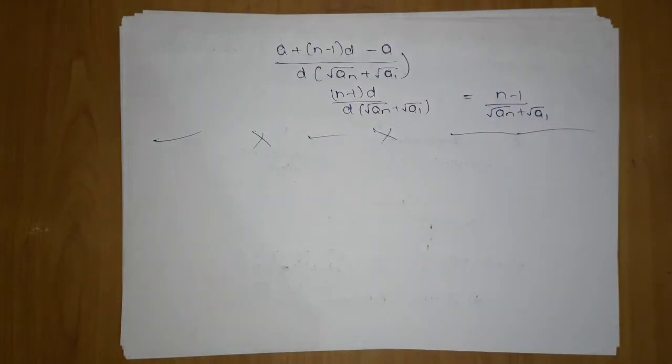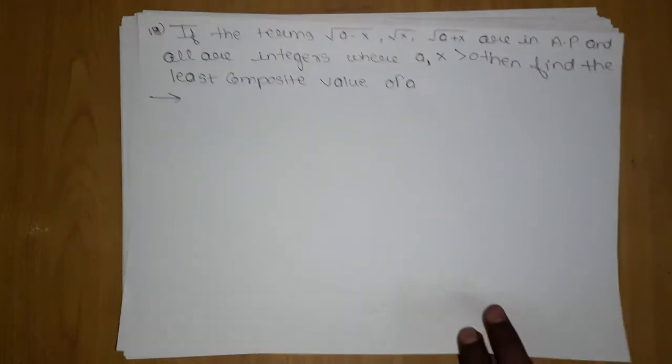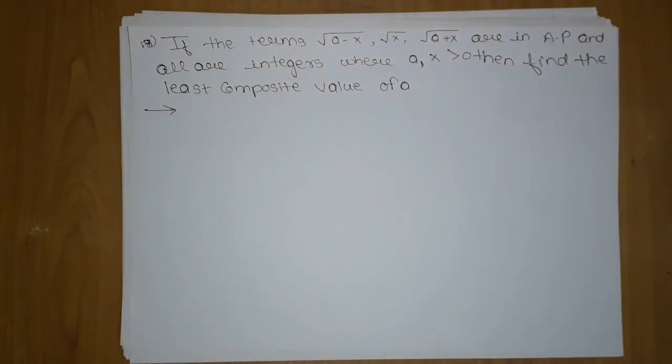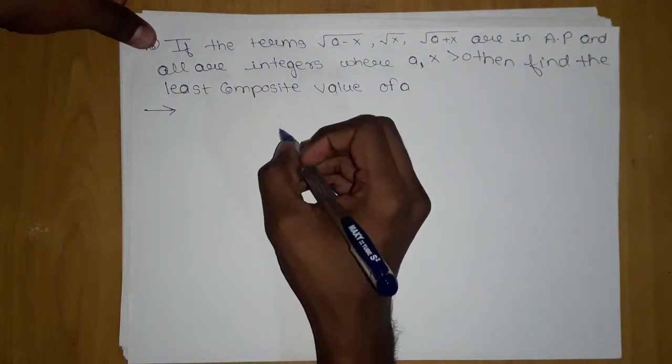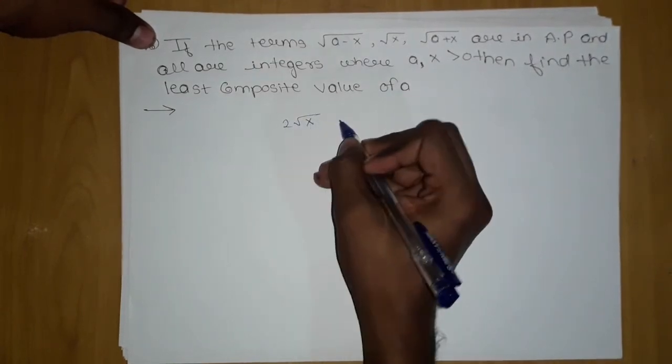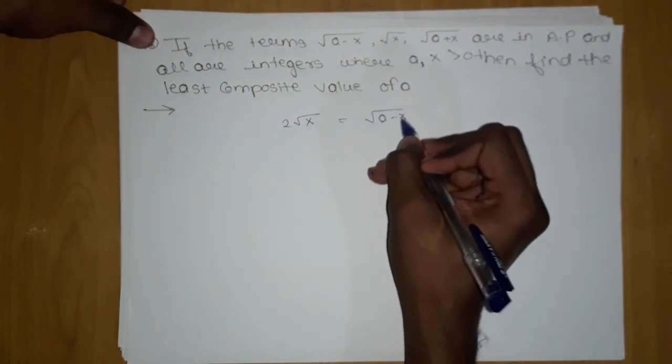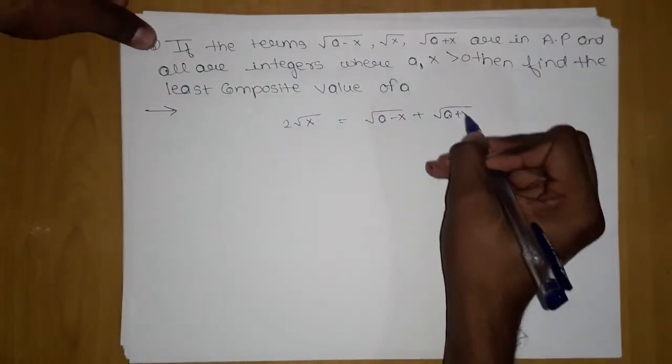The next question is question number 18. If the terms under root (a minus x), under root x, under root (a plus x) are in AP and all are integers, where a is greater than 1 and x is greater than 0, then find the least composite value of a. These terms are in AP, so they should satisfy this condition: 2 into under root x should be equal to the sum of the extremes, under root (a minus x) plus under root (a plus x).